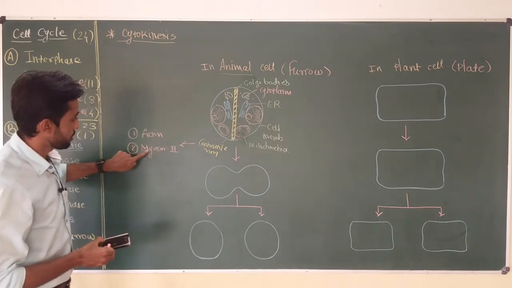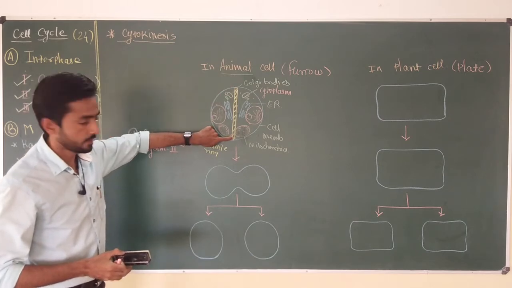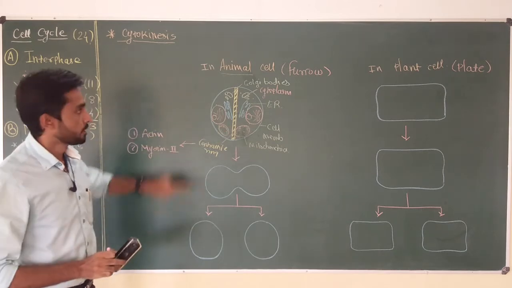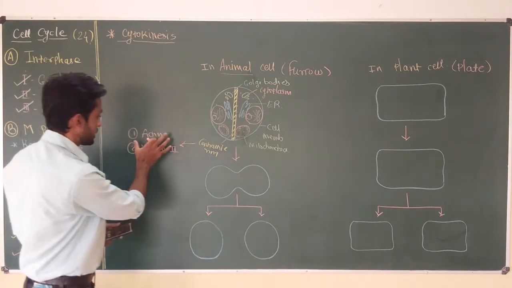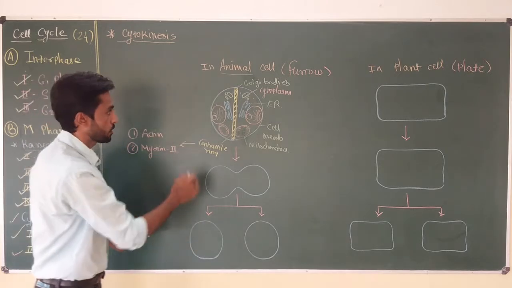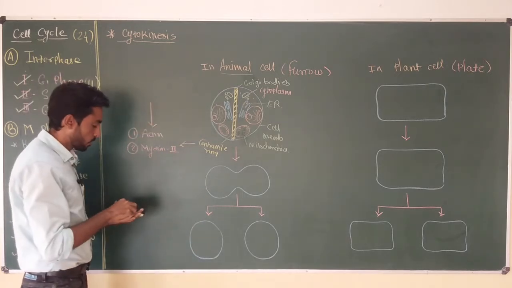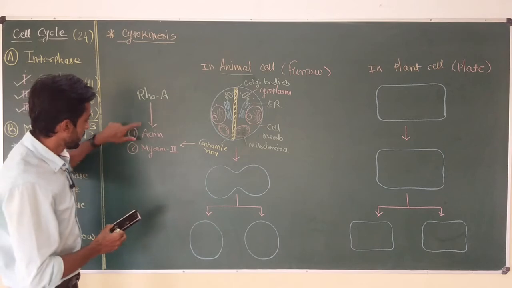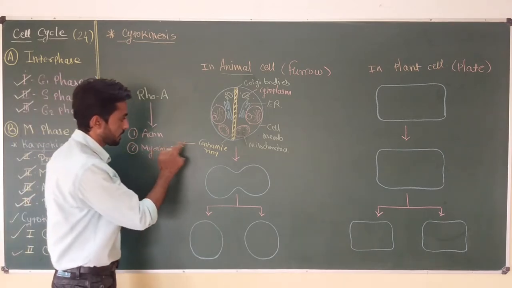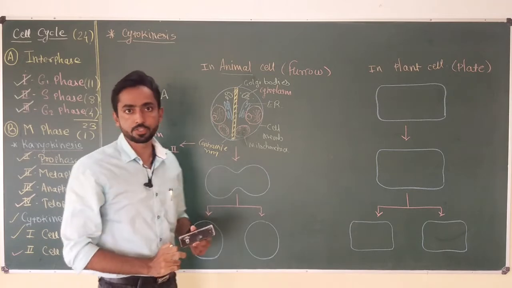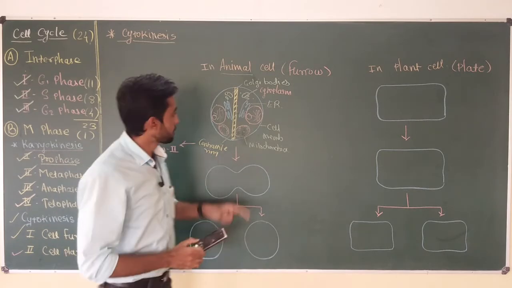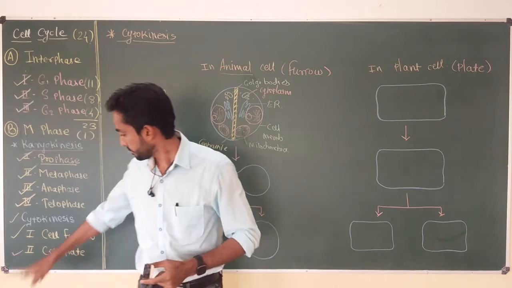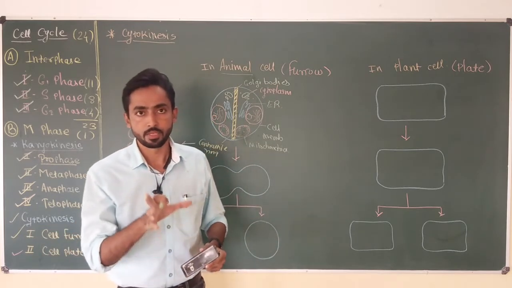Both these proteins are important for formation of this contractile ring at a fixed position in the animal cell during cytokinesis. But before cytokinesis, these two proteins are generally present in inactive form. At the start of the cytokinesis process, another protein called RhoA protein activates actin and myosin 2 protein, and now these proteins are responsible for contractile ring formation in the animal cell. After formation of this contractile ring at a fixed position, the actual process of cytokinesis is initiated in the animal cell.